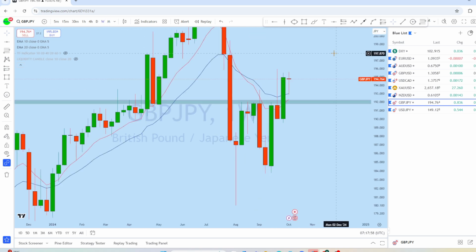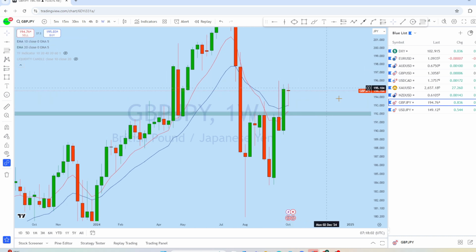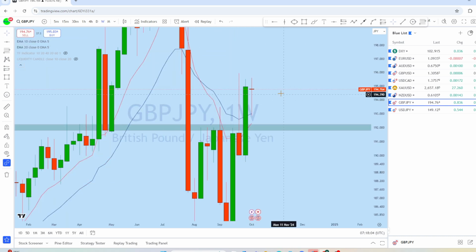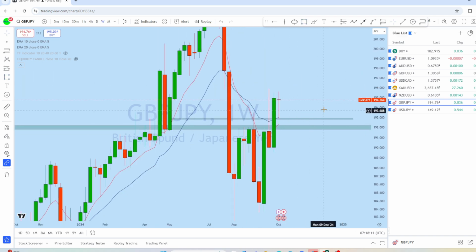If we look at the weekly chart, we can see that from the weekly perspective, this is the weekly doji here, and with that weekly doji formation, we can see the market basically form a very strong bullish price action.